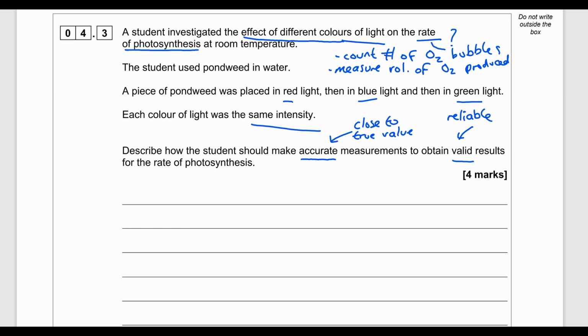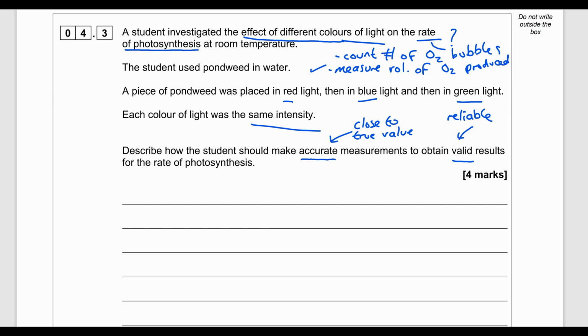So we have these two methods that we could talk about, but again, we want to obtain valid results and make accurate measurements. So which one of these two is more likely to do that with the less errors involved? Is most likely going to be the volume of oxygen produced because of the pieces of equipment that we could use. So we know the method that we're going to go down now. We've got to think further about how we can make some accurate measurements. So in essence, we've spoken about our independent variable, our dependent variable.